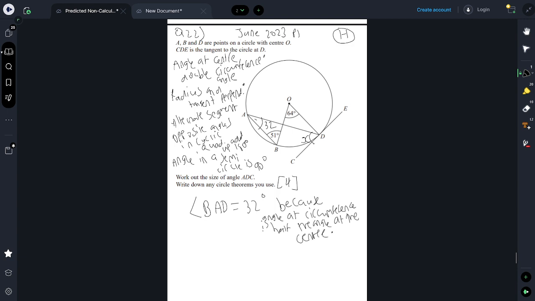Okay. So make sure you learn the phrasing here. It says write down any circle theorems you use. So there we are. So that's 32. But what else can we do with that?